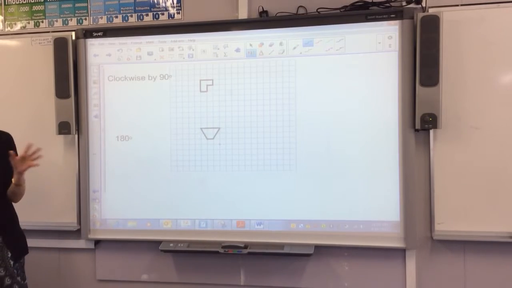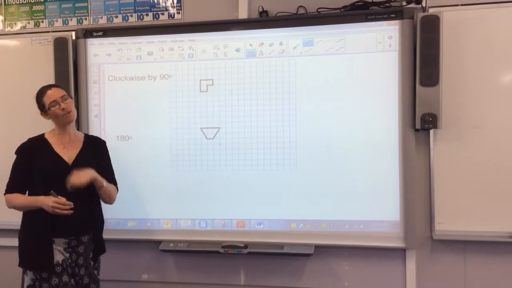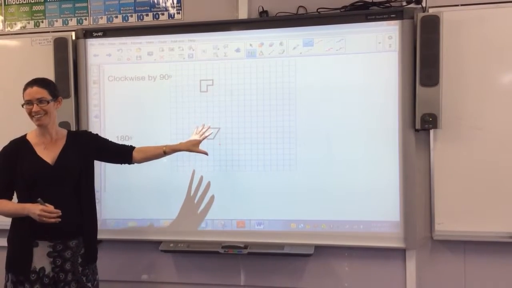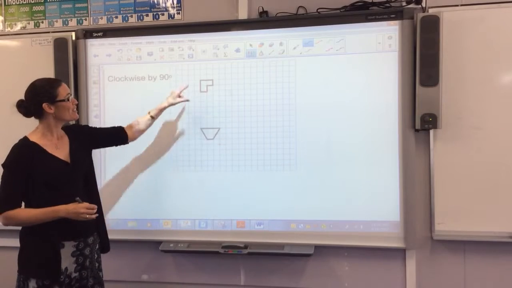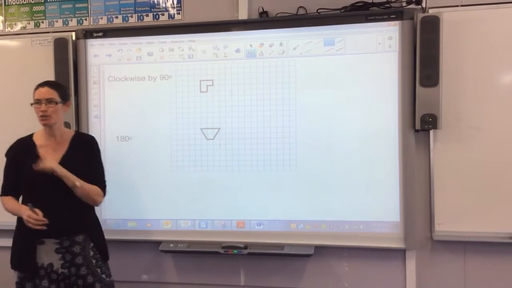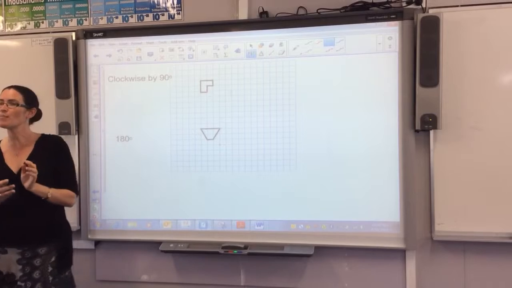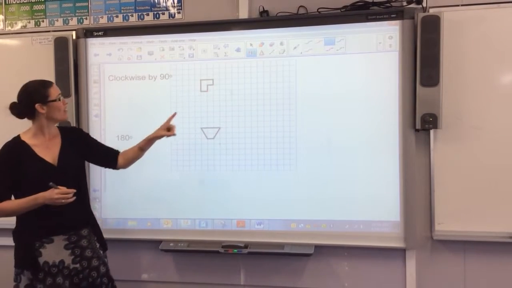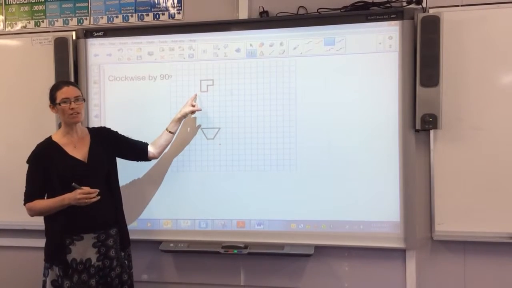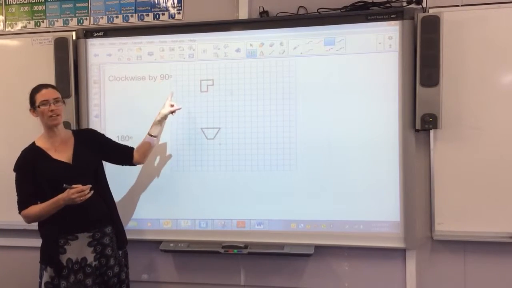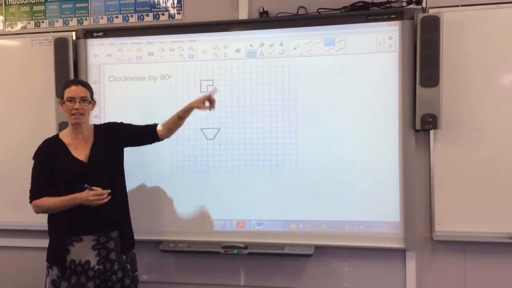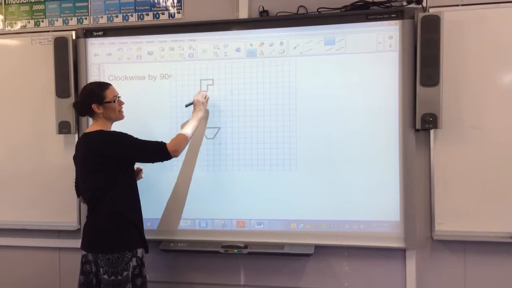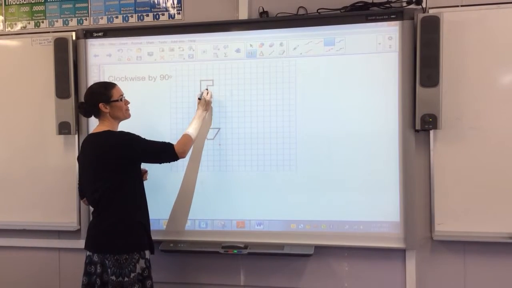There will always be a point that you have to rotate around, though it won't necessarily be red. Let's just focus on this one. Sometimes it's easier to think about just rotating one line rather than the whole shape. So this line here that goes straight across, if I rotate it clockwise by 90, going this way, instead of here, it's going to go straight up. Is everyone happy with that?